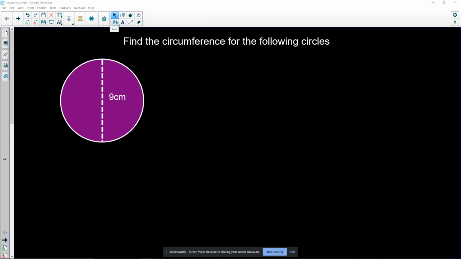Okay, grade 7s, we're going to do some examples here where you're trying to find the circumference for circles. So the first step, like always, is to recognize and remember what our formula is. In the case of circumference, circumference is equal to pi multiplied by the diameter, or in this case, pi times d. Remembering that for our value for pi, we're going to use 3.14.